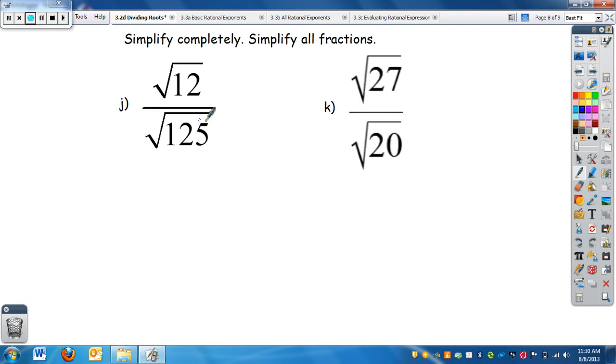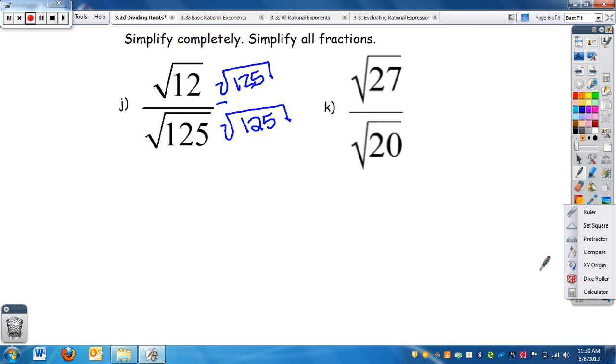Alright, last 2 examples. Again, check to see, is there any simplification you can do here? Are there any common factors, which there are not? So I can multiply this by root 125 over root 125. So I have 12 times 125. That one I actually need a calculator for.